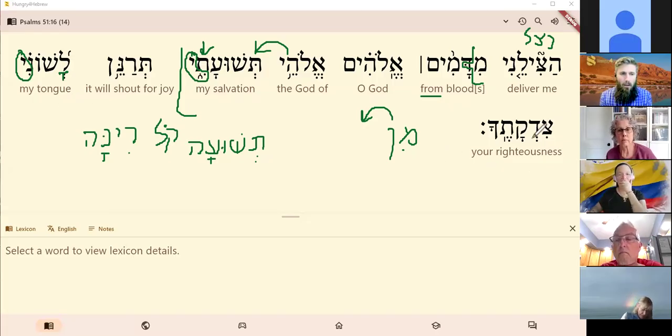Tzidkatecha. Is that an adverb, or what is that? Tiranen lishoni tzidkatecha. My tongue. No, it's okay, I get it. It will shout. So what gender is lashon?